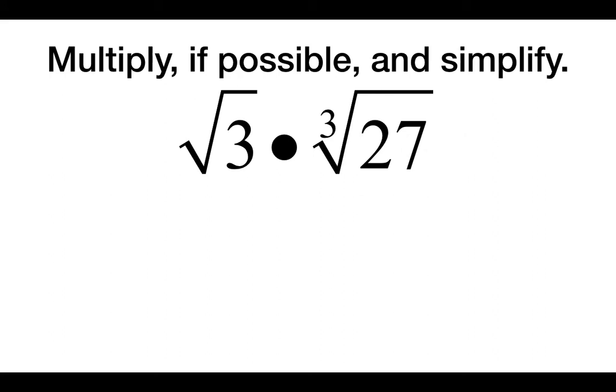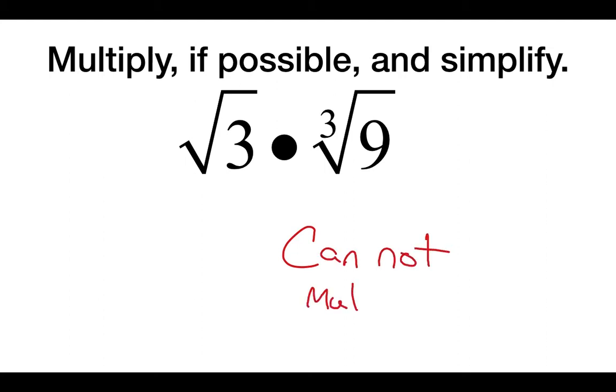Let's try this one. Oh, these do not have the same root value, which means we cannot multiply them. But technically we can simplify. The cube root of 27 is 3, meaning we could have said 3 square roots of 3. Let's try this again, but where we can't simplify. So when we can't simplify, we say cannot multiply.